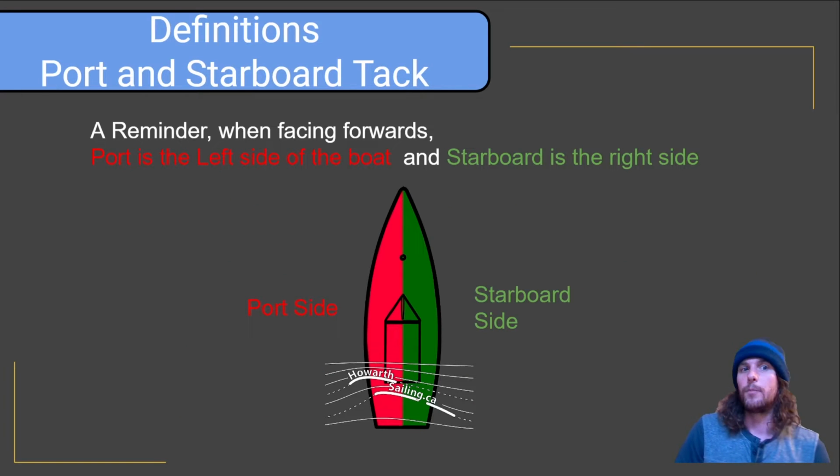We have a definition of port and starboard tack. So this is a reminder that as we face forwards in the boat, the port tack is on the left side of the boat and the starboard tack is on the right side of the boat.